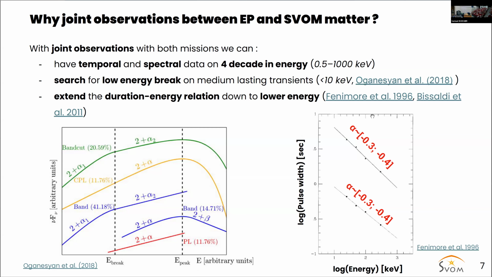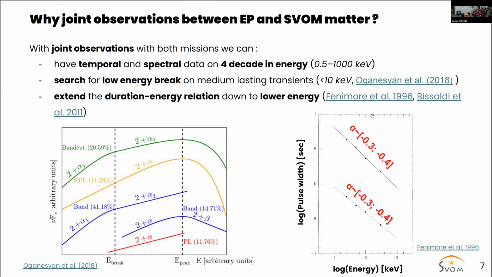Also, because you have this wide spectral range, you can try to find breaks inside the spectrum. And in that case, for this paper, for example, low energy breaks, and what happens between the breaks usually corresponds to synchrotron emission. And this is something you can verify if you have a joint observation with both missions. And you can also, there was one question about it earlier, look at the duration between EP and gamma rays.